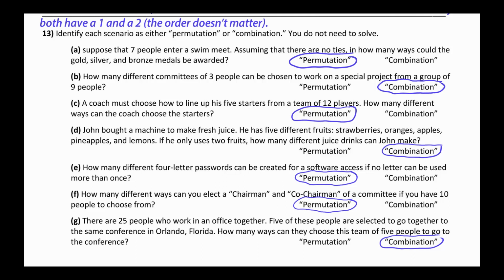If you actually wanted to know how many different combinations that would be, how many different outcomes, it's 95,040 different unique ways that they could set it up.